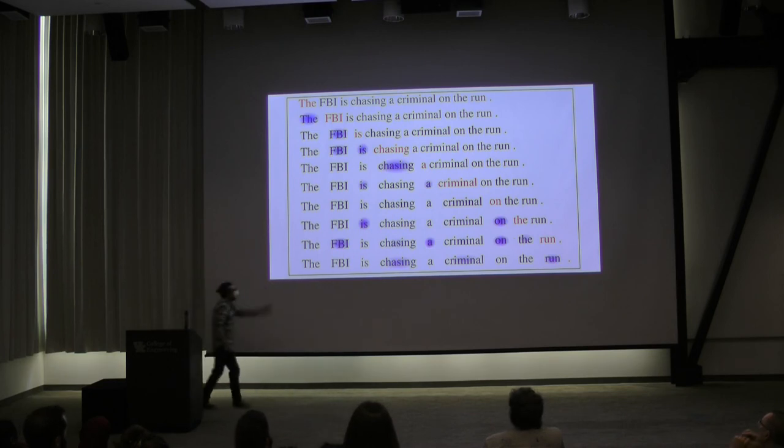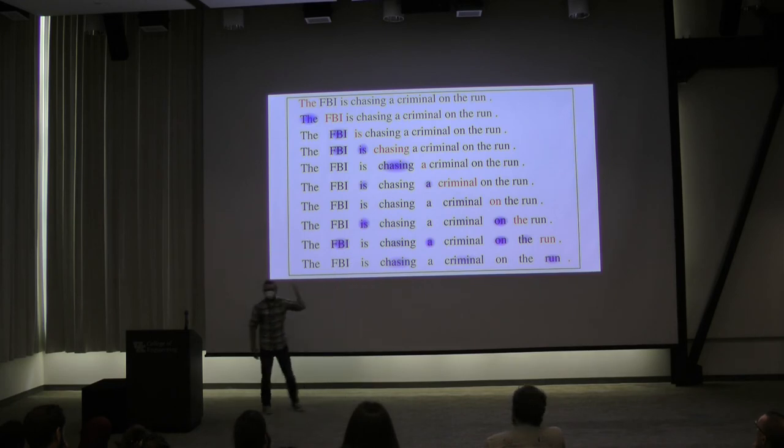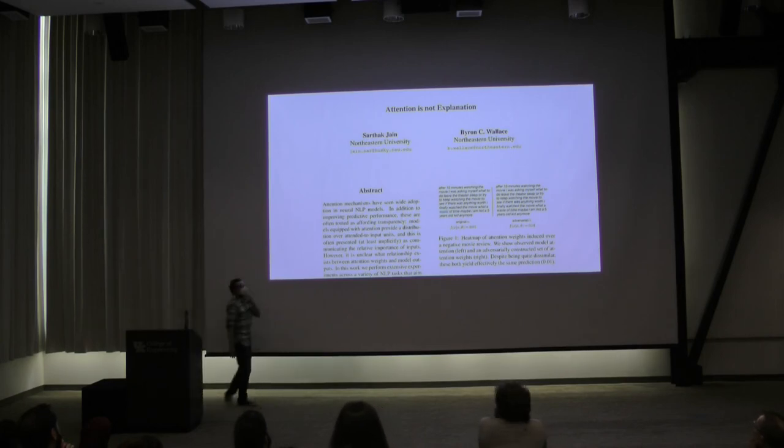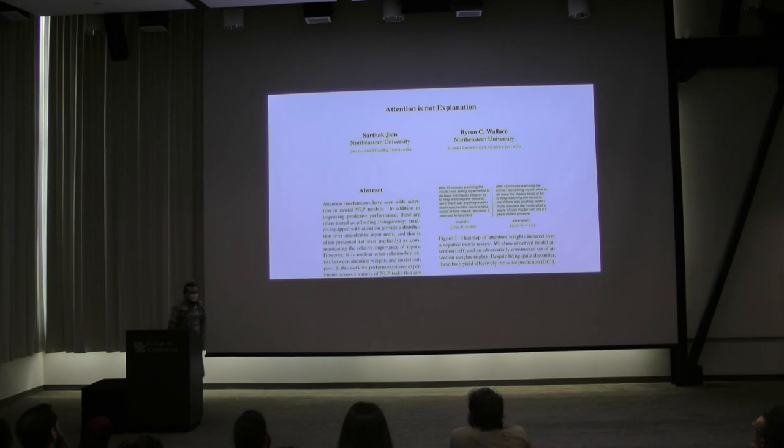And so there's been an idea that this is explanation. Why did I generate run here? Well, I was looking at all these words, and so that's why I did it. However, that's not really agreed upon. So I love this paper, Attention Is Not Explanation. People, again, don't agree on whether this constitutes explanation or not. Part of it's because people don't know what explanation is. But in this case, it's because they messed with the attention weights and showed that it doesn't affect prediction accuracy. Thus, attention can't be explanation. And that makes sense.